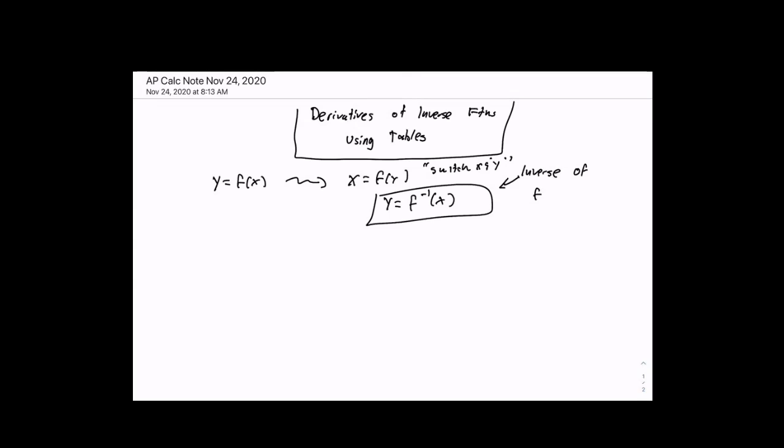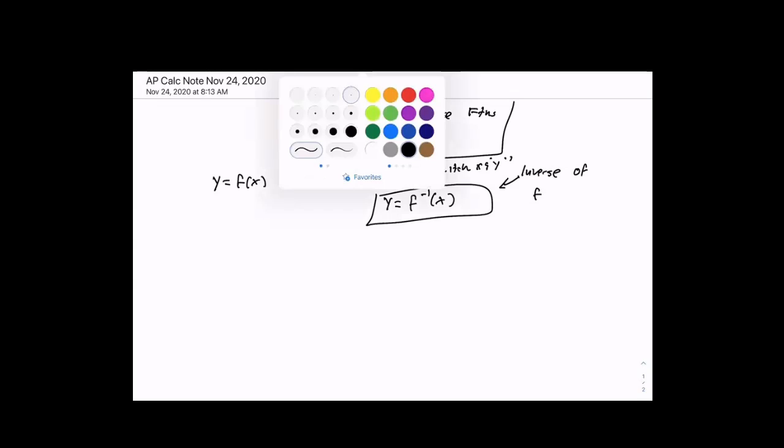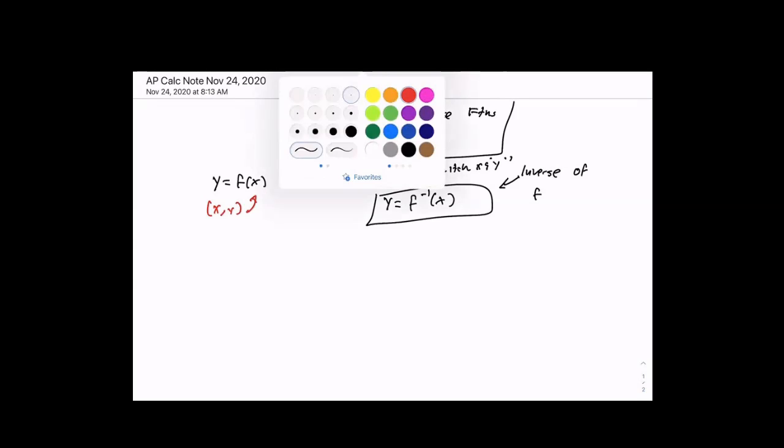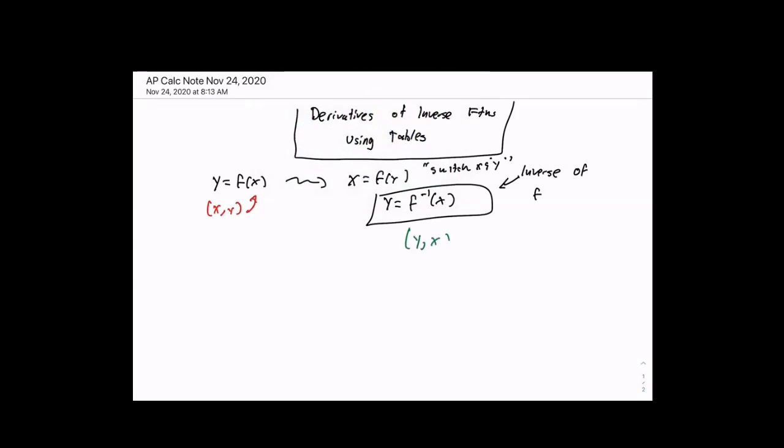Now, you can take derivatives of these types of functions, okay? So if the point x comma y is a point on this function, then it follows that y comma x, when we switch it, is a point on the inverse function.